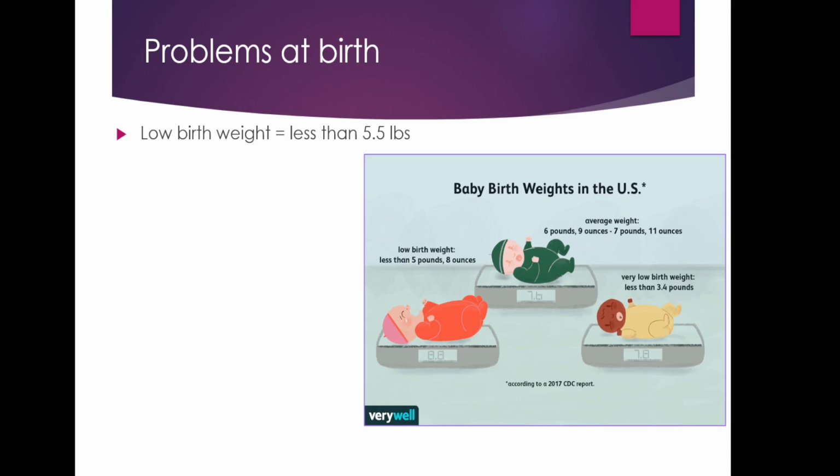Very low birth weight would be a baby that weighs less than 3 pounds 4 ounces. So we're looking at full-term babies who are weighing significantly less than they should.